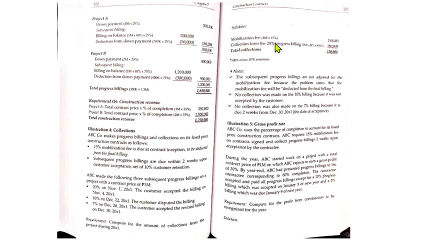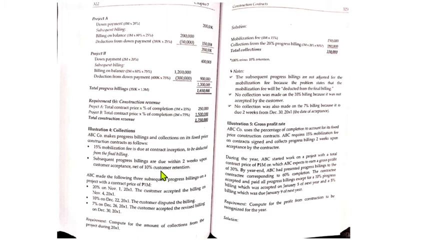Okay, let's take a look at the solution. Mobilization fee, 1 million times 15% is 150,000. Next, yung collections on the 20% progress billing, 1 million times 20% times 90%. Bakit 90? Kasi ang sabi net of 10% retention.